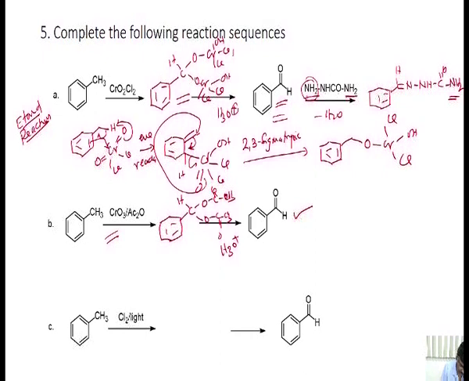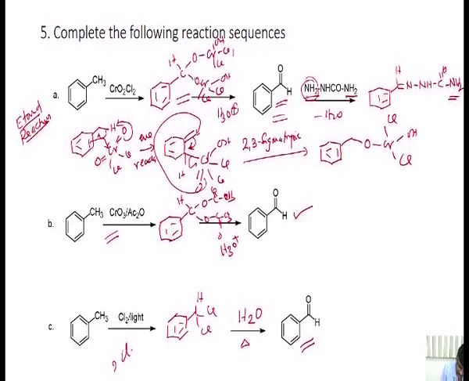Chlorine in the presence of light can undergo homolytic cleavage to give chlorine radical, which can undergo reaction with the benzyl CH bond to give benzyl chloride. When you reflux with water, it can be converted into aldehyde as the product.